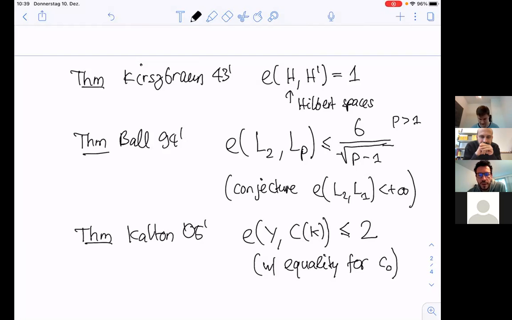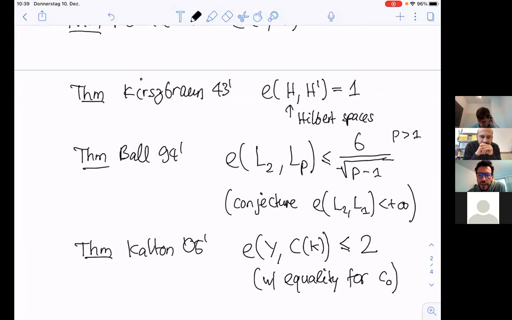So with equality, you mean when Y is c_0? Yeah, no, when C(K) is c_0. But it's an abstract condition on the compact space, right? Because Y is arbitrary. So for all Y, you can extend any Lipschitz map to C(K) with distortion 2. But C(K) is the space of continuous bounded functions on a compact space K, equipped with the supremum norm. Right. So what choice do you make to have this C(K) equal c_0?